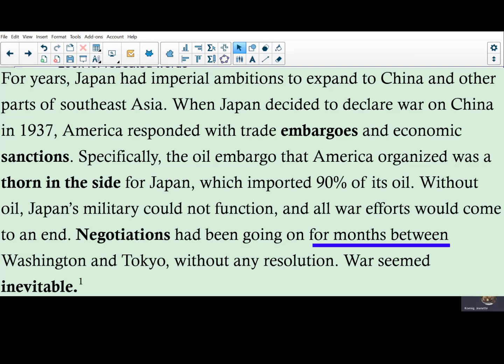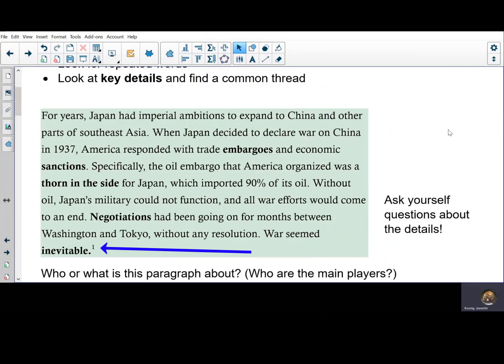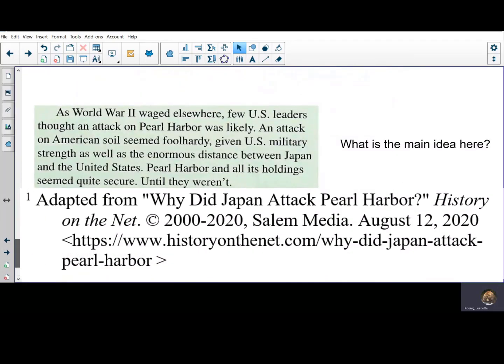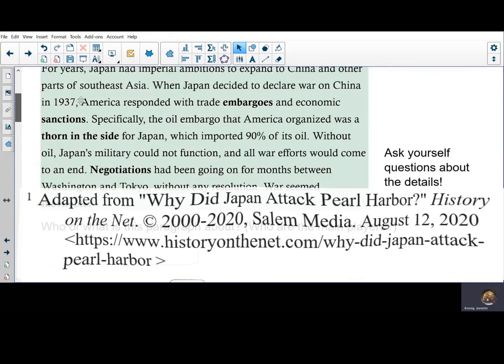Negotiations had been going on for months between Washington and Tokyo without any resolution. War seemed inevitable. 1. Okay, yeah, that 1 is called a footnote, and it refers down to the bottom of the page. It just shows you where I got this from, because when you take somebody else's work, you need to say where you got it.